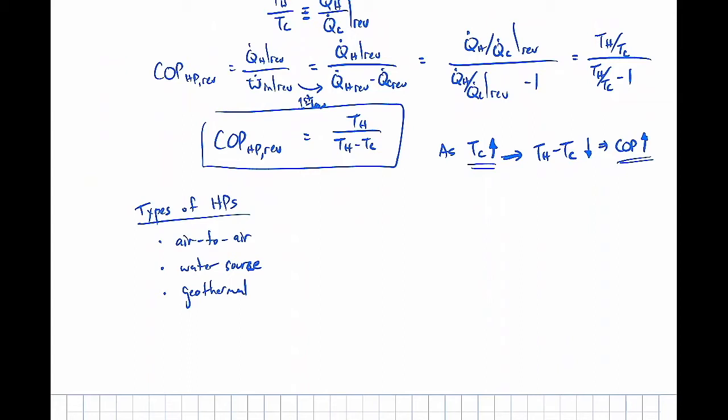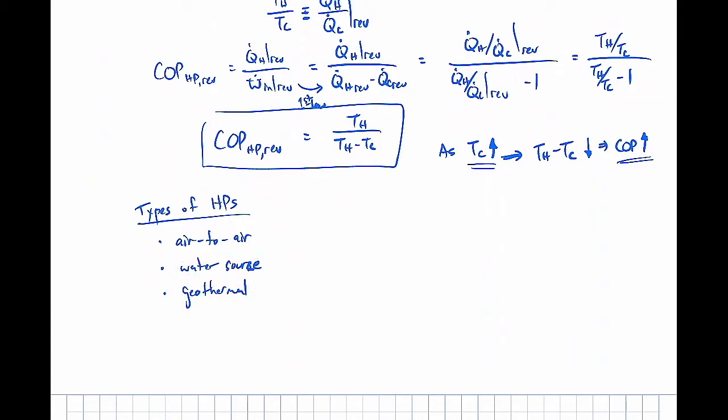Now, the water source and geothermal heat pumps tend to have a higher COP performance, and the reason for that is because the cold reservoirs in those cases, those temperatures are more consistent. They don't vary as much throughout the year, and they tend to be warmer, because if you think about geothermal, once you get below the ground several feet, then the ground temperature stays at about 50 degrees Fahrenheit, somewhere on that order, year round. So it's a very consistent, relatively high temperature cold reservoir.